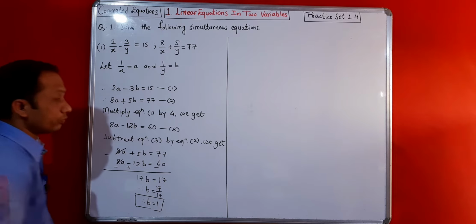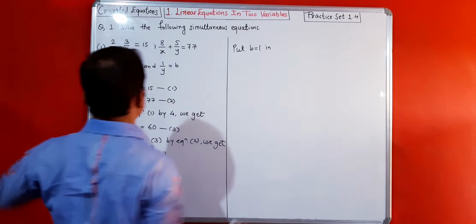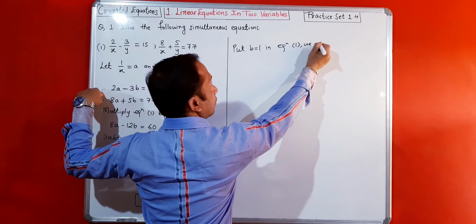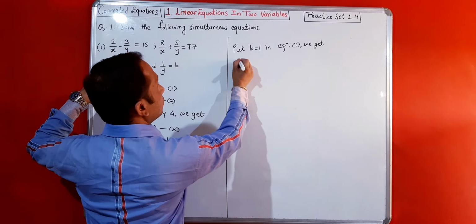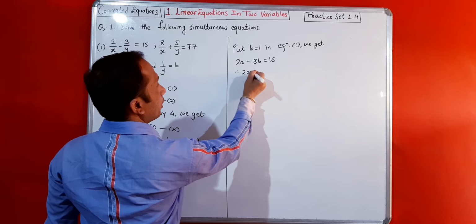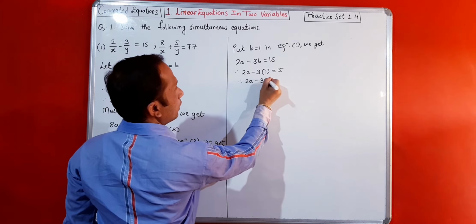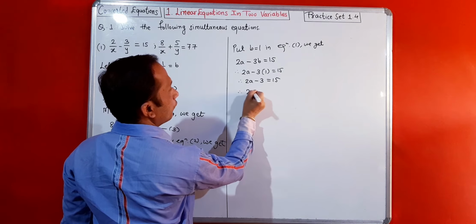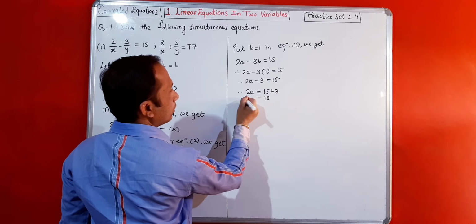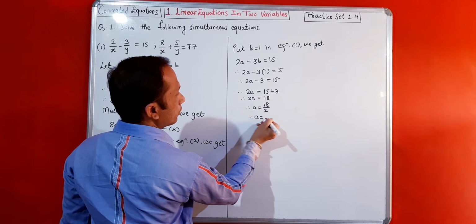Now use this value. Put b is equal to 1 in equation 1. Equation 1 is 2a minus 3b is equal to 15. Therefore 2a minus 3 into 1 is equal to 15, so 2a minus 3 is equal to 15. The minus 3 becomes plus on the right-hand side, so 15 plus 3 is 18. Therefore 2a is equal to 18, so a is equal to 18 divided by 2, which is 9.